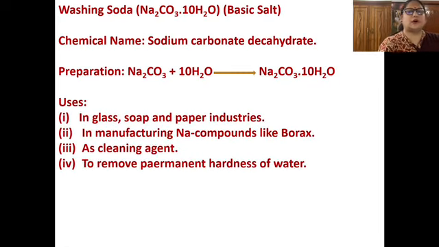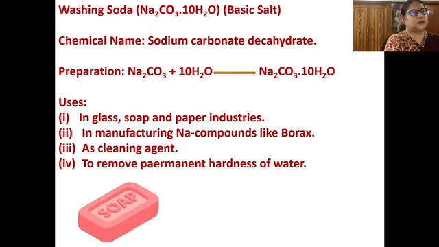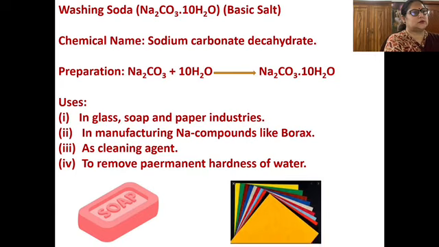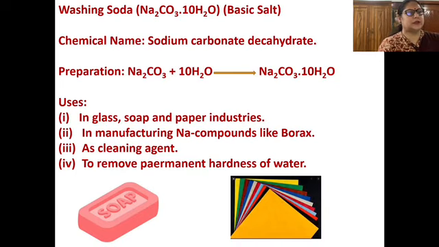So what are the uses of washing soda? In glass, soap and paper industries we can use washing soda, and in the manufacturing of sodium compounds like borax, it is a sodium compound, and as a cleaning agent also we can use it, and to remove permanent hardness of water. The spelling is wrong, so correct it: permanent hardness of water.